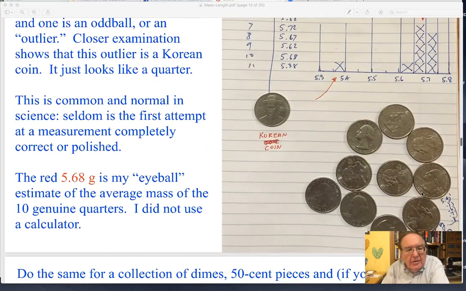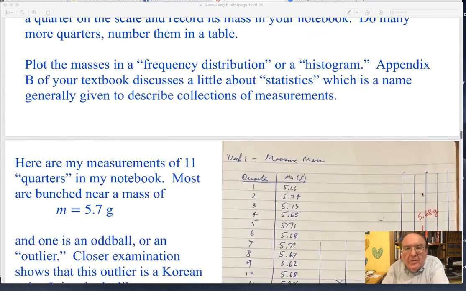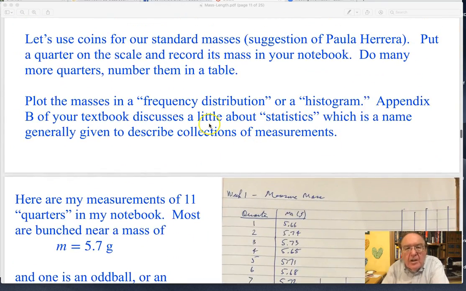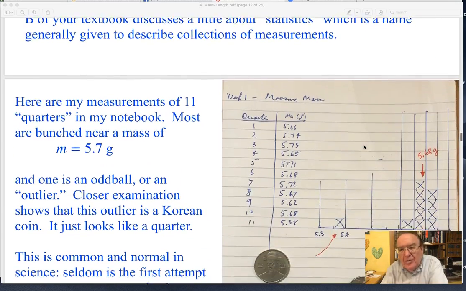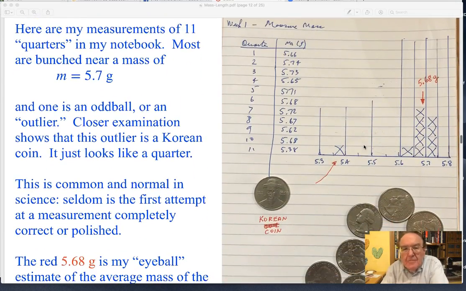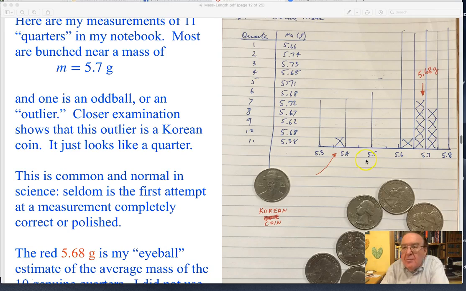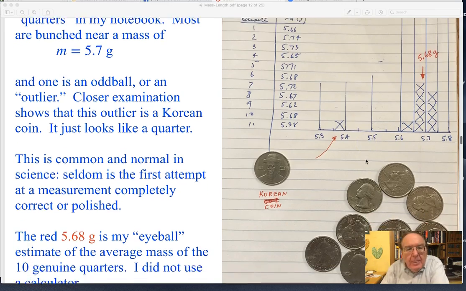Appendix B of your textbook actually discusses a little about statistics. Statistics is a name that's given to the analysis or understanding of collections of measurements. And statistics is actually quite powerful. It's very useful to understand a little bit of statistics, especially when you're making multiple measurements and so on.